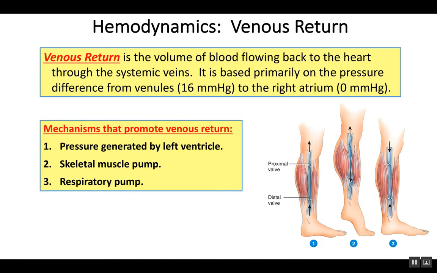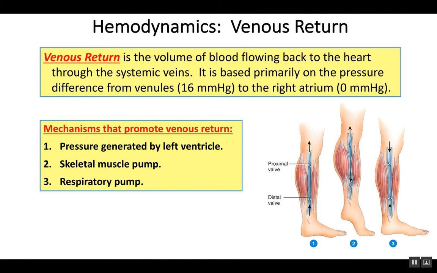Another one that's very important to blood flow is venous return. Venous return is the volume of blood flowing back to the heart through the systemic veins. And this is largely due to this pressure difference between where it's coming from, the venules, and where it needs to go, the right atrium. You want a nice big pressure difference. 16 to 0 is a nice pressure difference. Blood will flow very well if it's under 16 millimeters mercury and it's heading towards 0. That's a nice pressure difference for venous return.